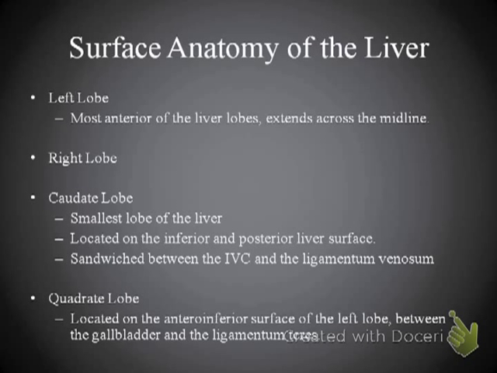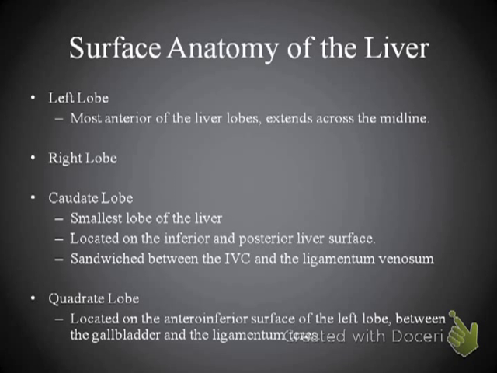So looking at the basic anatomy of the liver, we see that we have a left lobe, a right lobe, caudate lobe, and a quadrate lobe. So keep in mind there are 4 lobes of the liver. The left lobe is the most anterior of the liver lobes, and it extends across the midline. Then we have the right lobe, which is a very large lobe.